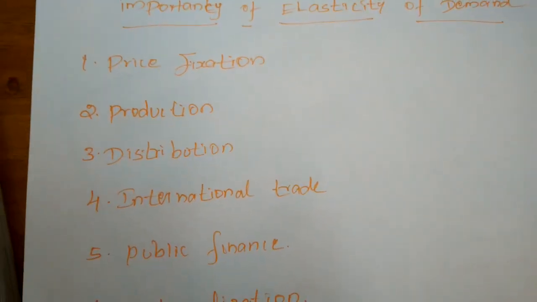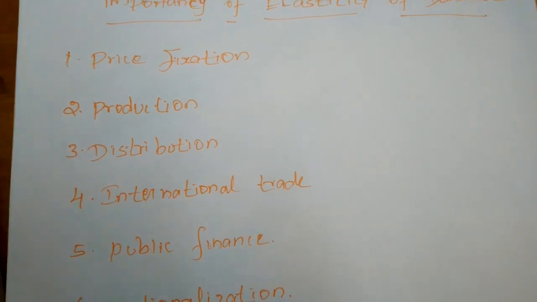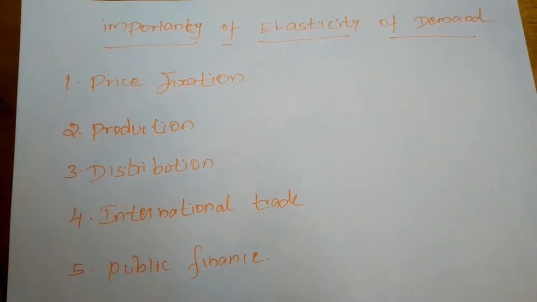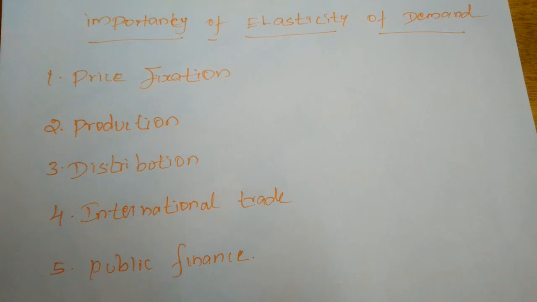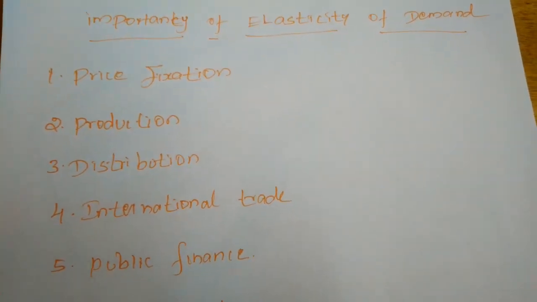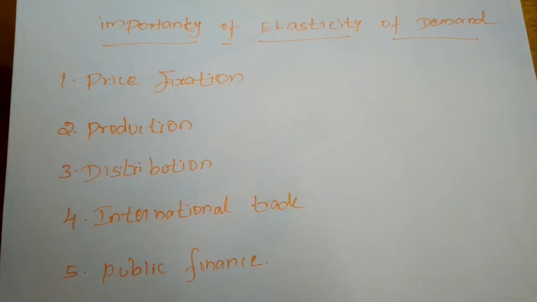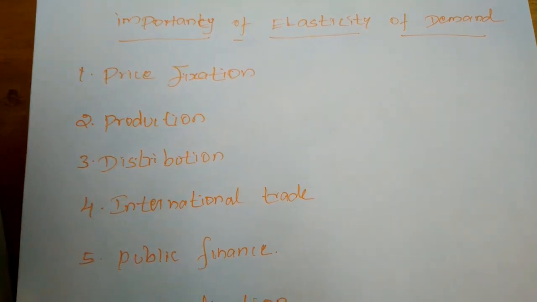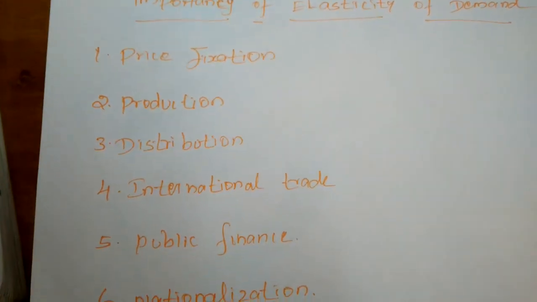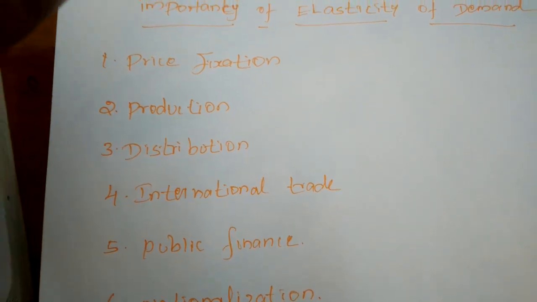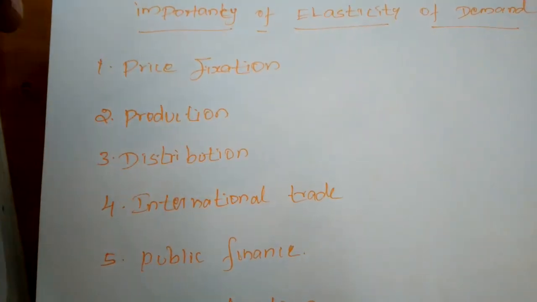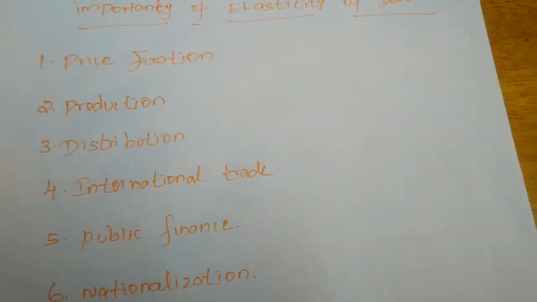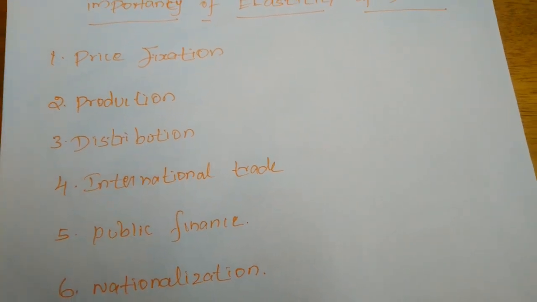So each seller under monopoly and imperfect competition. Monopoly market means a single seller only will be there. Imperfect competition means many sellers will be there, but they will produce the same type of product. Okay, so this is the difference between the monopoly market and the imperfect competition market. But each seller under monopoly and imperfect competition has to take into account the elasticity of demand while fixing the price for his product.